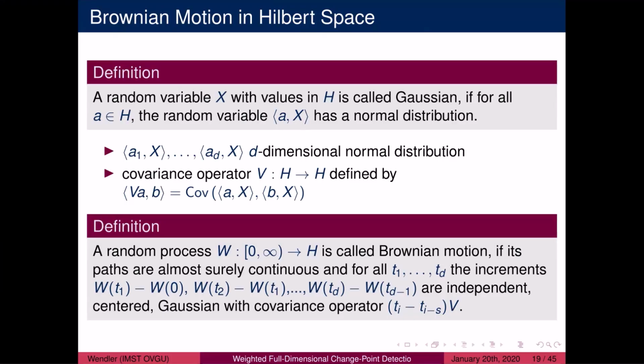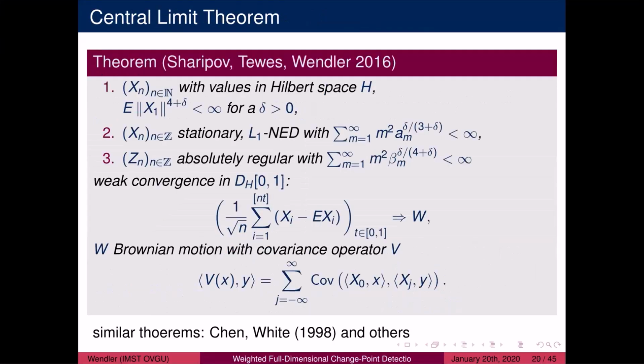And what is now a Brownian motion? We need a Brownian motion because the limit in the one-dimensional case of a partial sum process is one-dimensional Brownian motion. So now we need a Hilbert space valued Brownian motion: a process with continuous sample paths and independent Gaussian increments, just in the Hilbert space. And the covariance operator of an increment is given by the time difference times this covariance operator.